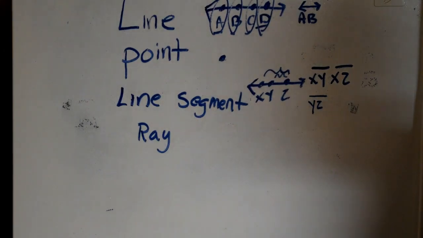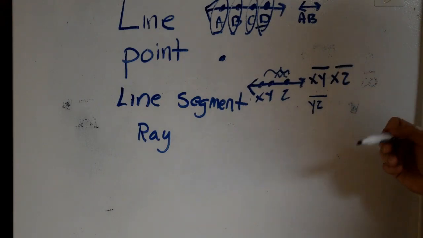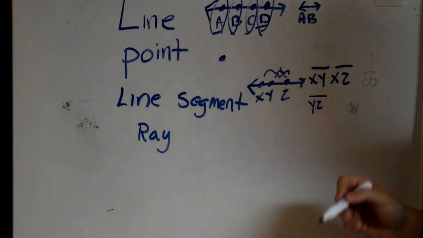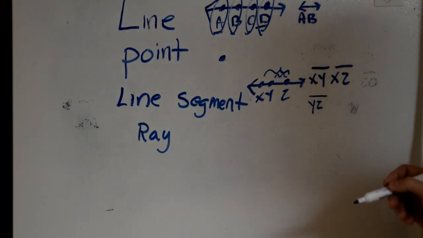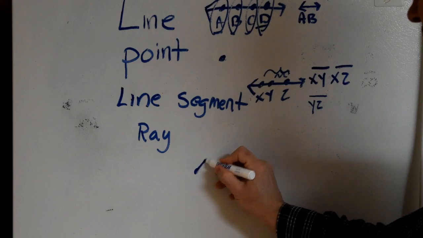So this particular line I could get several line segments out of, and so you write the line segment as just a dash with the letters of the points underneath it. Now a ray is, it's part of an angle.